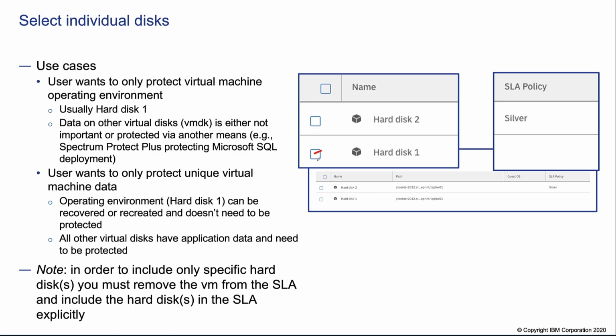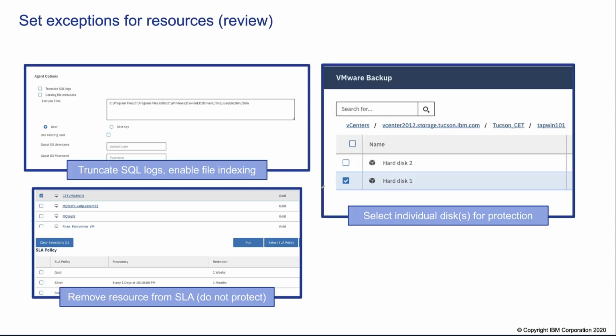Basically, by selecting either hard disk 1 or everything but hard disk 1, you can meet these requirements on an individual virtual machine basis. So just real quick, some of the exceptions that we looked at: you can truncate, you can select individual disks for protection. We just talked about that. And then we talked about the two use cases.